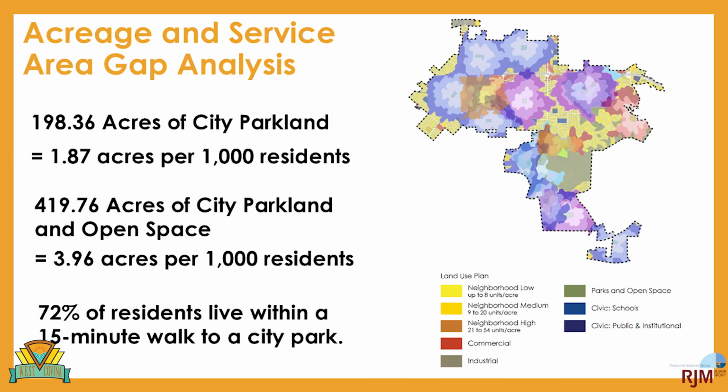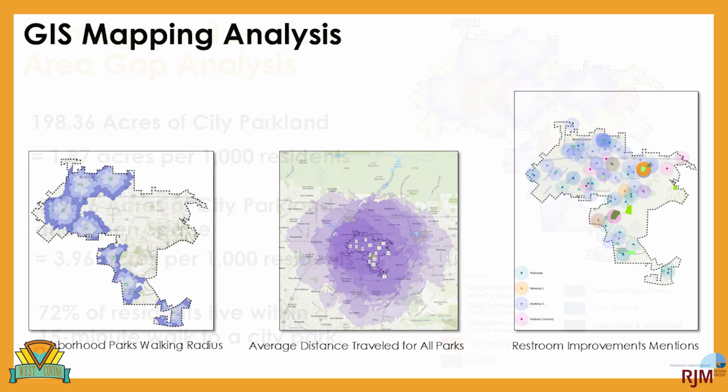We take that information and we develop a series of mapping analysis. We look at the number of parkland versus the number of residents. We look at the distribution of parks and facilities, where residents live, and how far it is for them to walk to a park. That analysis is then broken down to several different parts.